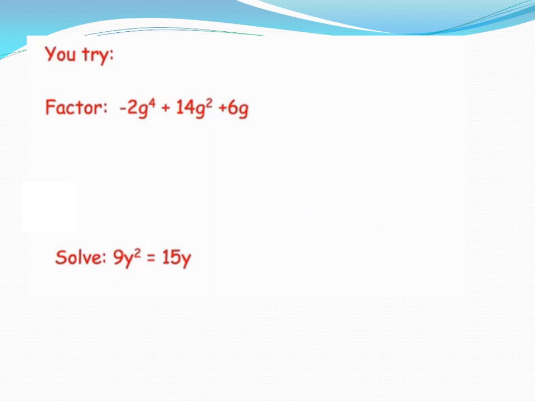So first of all, the first example, all I want you to do there is factor, but here notice you have 3 terms. Treat it the same way. Find the greatest common factor of numbers and variables between the 3 terms. And the second one, I want you to solve. 9y squared equals 15y. Again, think about the last example we just did. All right, pause the video, give those a whirl. Ready, set, go.